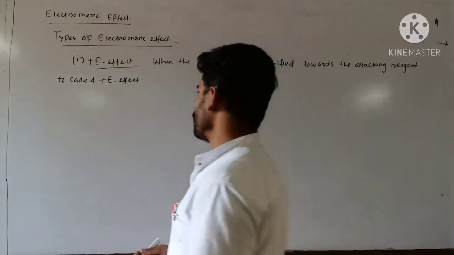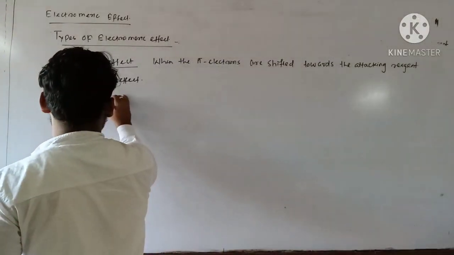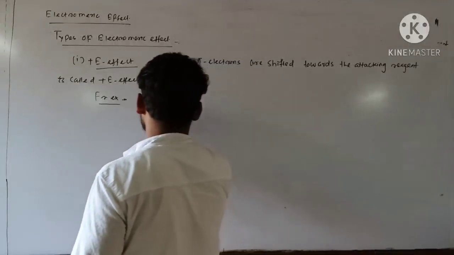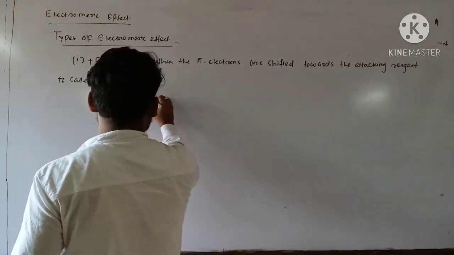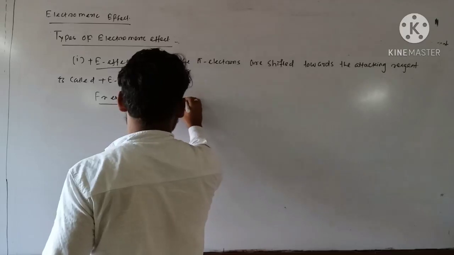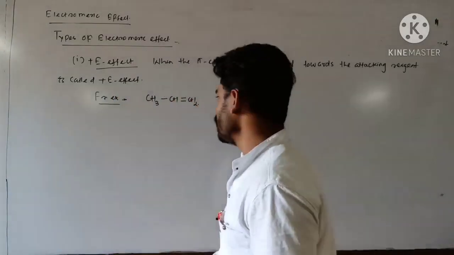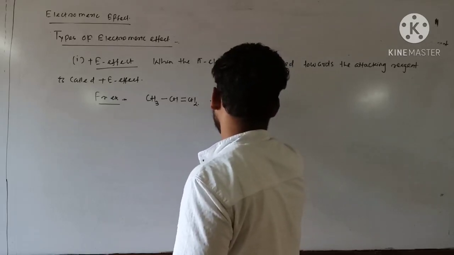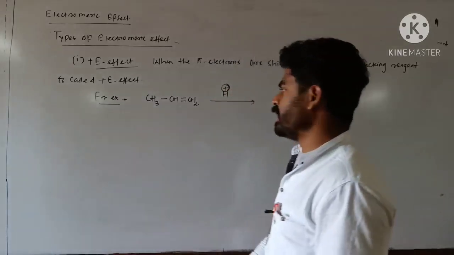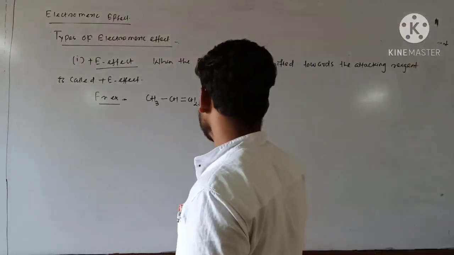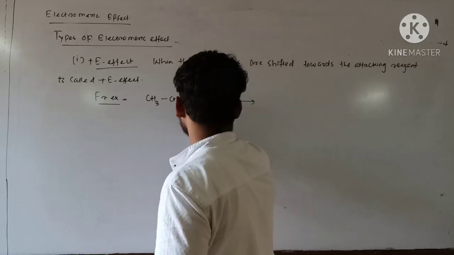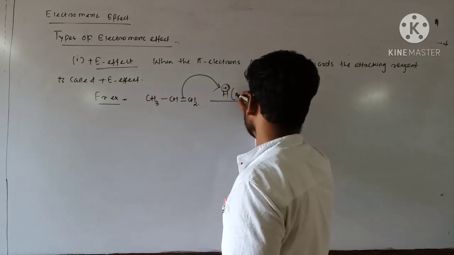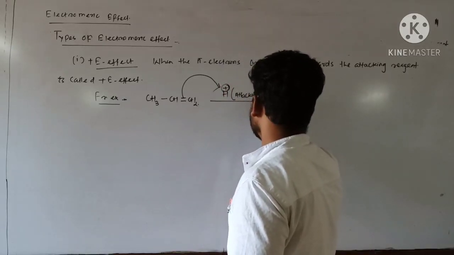So let us explain through an example. If I consider an alkene, CH3 CH double bond CH2, and I am treating it with an attacking reagent, that is proton H plus, as an electrophile, then these pi electrons are shifted towards the attacking reagent. Here this one is your attacking reagent.